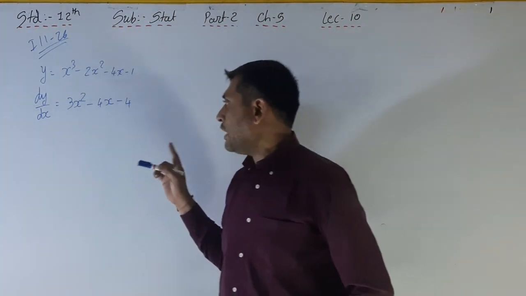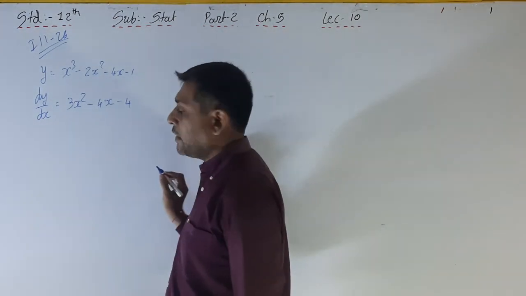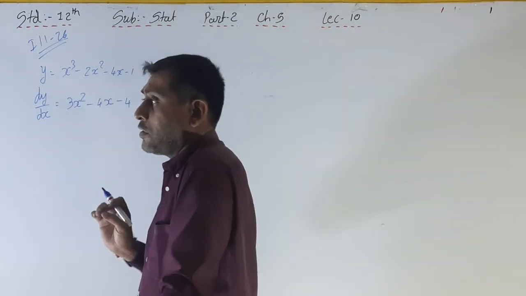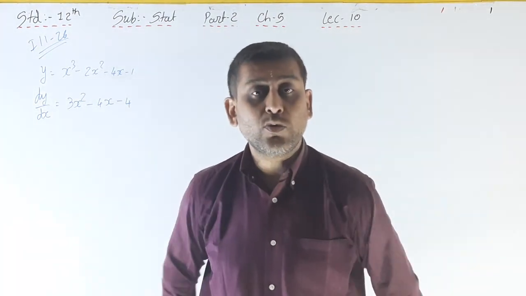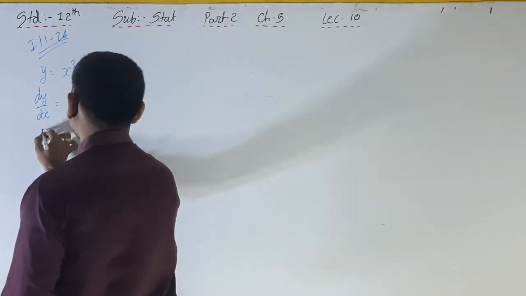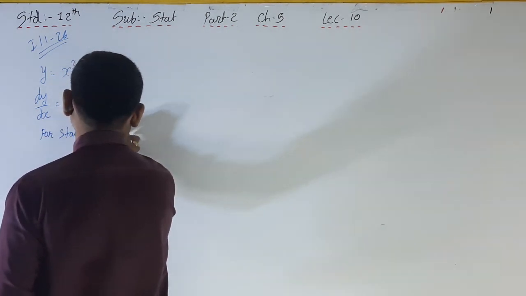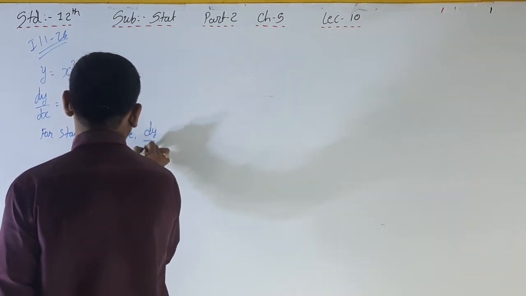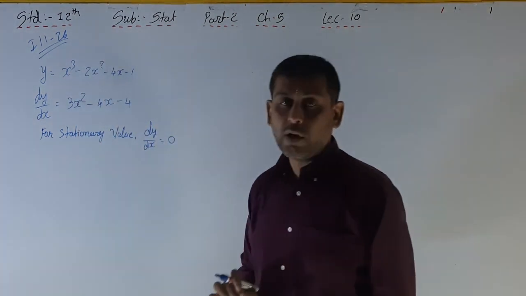So here this is your first differentiation, right? And then what is the final answer? That is, here the first step is over. Now we have to put first, what is our first condition? That is, we have to put first differentiation is equal to 0. That is our second step. So here for stationary value, dy by dx is equal to 0. We have to put the dy by dx is equal to 0.